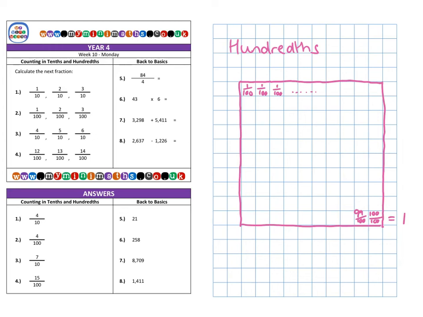And so on to the first question. Let's use this image to help us understand how we're counting in hundredths. So we have our first hundredth here, then we're going to add a second hundredth, and then a third hundredth. So this next one here is going to be 4 hundredths for our answer to question 2.